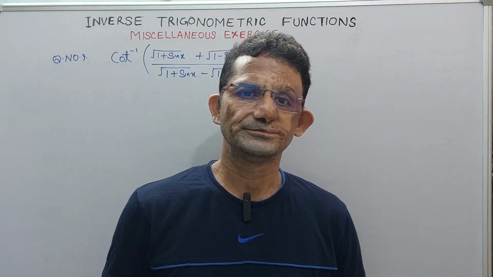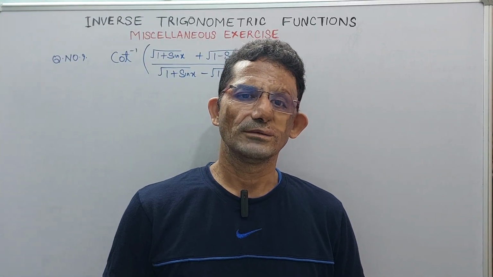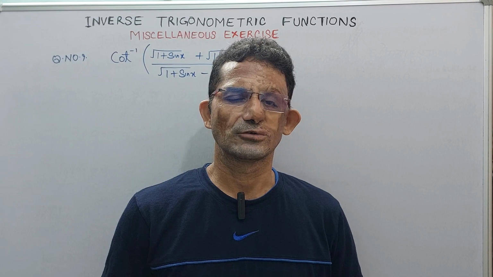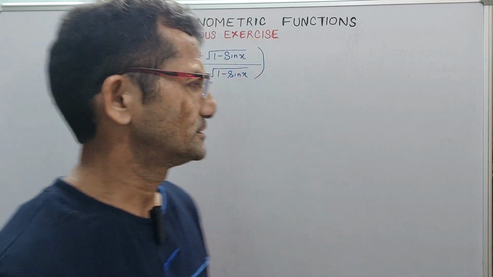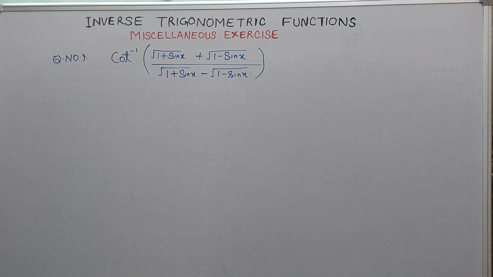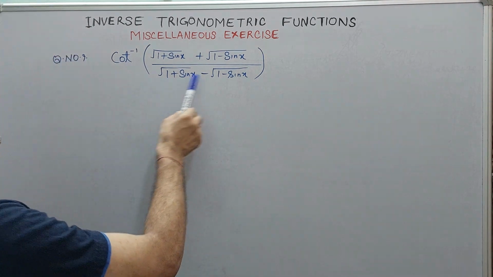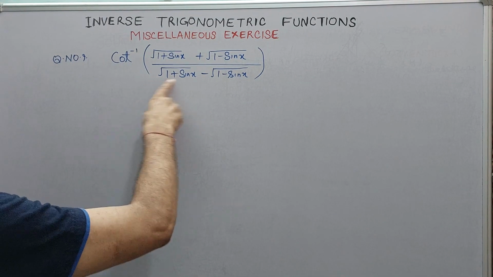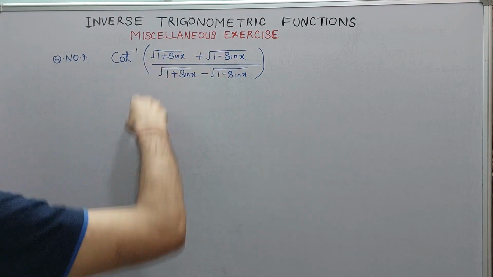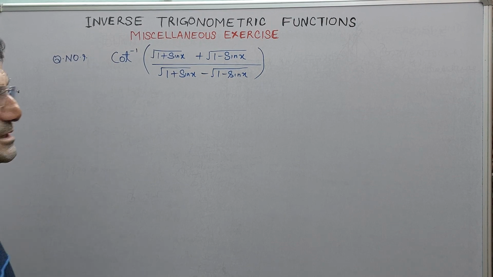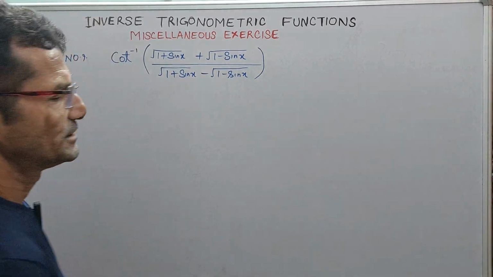Hello students, today we are going to do Miscellaneous Exercise on Inverse Trigonometry, and this is question number 9. This is question number 9: cot inverse, and inside this bracket is this value. So we are better familiar with the cot inverse.